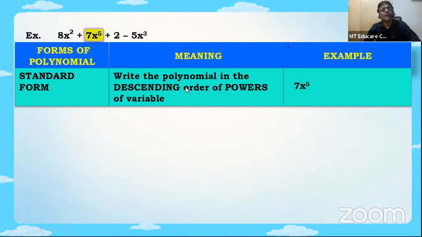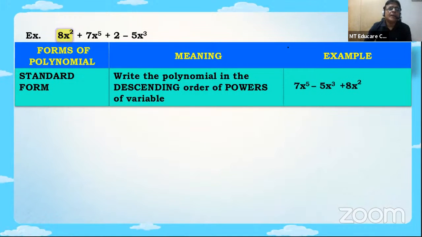Now look at the next power. Is power 4 there? No, power 4 is not there. Leave it. Look, is power 3 there? Yes, the power 3 term is there: 5x raised to 3. But I have a minus before that 5, so we will copy it with that sign. Minus 5x cube. Okay, now look at power 2. 8x square, so plus 8x square.